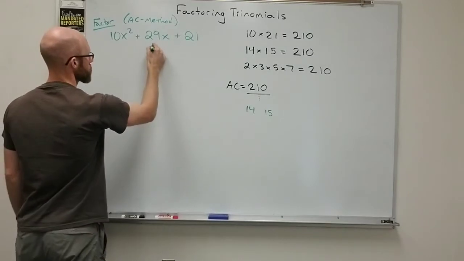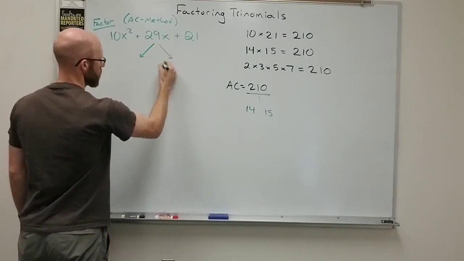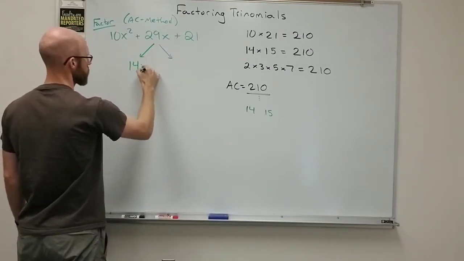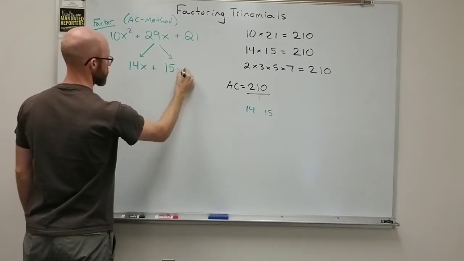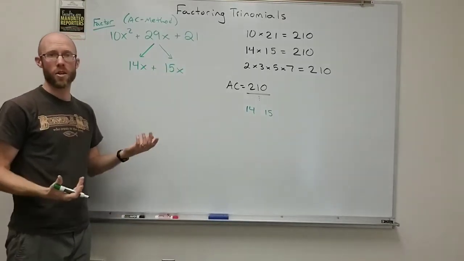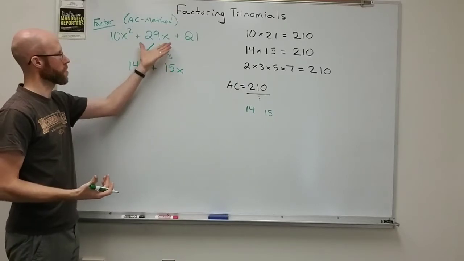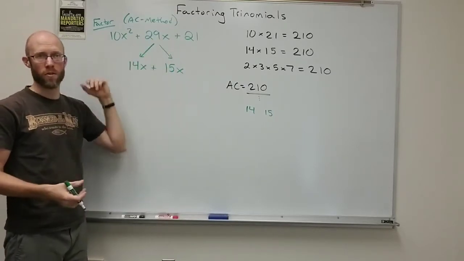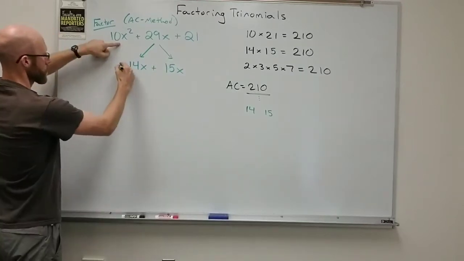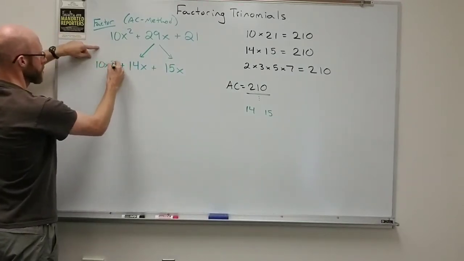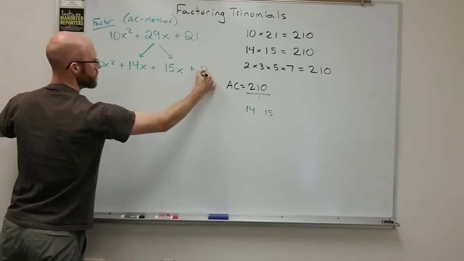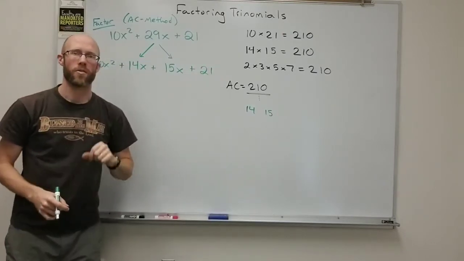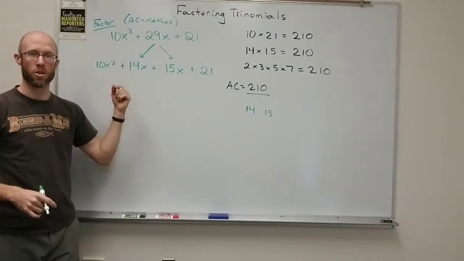So we're going to split this 29 up into a 14x and a 15x. Okay? Doesn't change anything except the appearance of the number, right? 14x and 15x add up to 29x, so they're equivalent. I need to also keep my 10x squared and my 21. Okay? Then I'm going to use the grouping method.